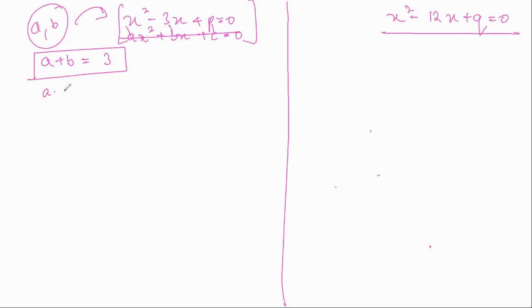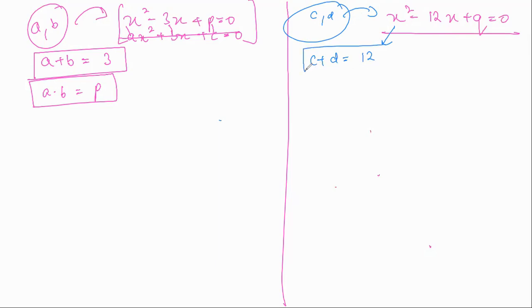And the product of the roots, that is a times b, equals c/a. So c is p and a is 1, so p/1 is p. This is what I get from the very first equation, right? Now let's discuss the second equation. The roots are c and d here. The sum of the roots, c + d, gives me -b/a, which is -(-12) over 1, so 12 only. And the product of the roots, c times d, equals c/a, which is q/1, that is q.